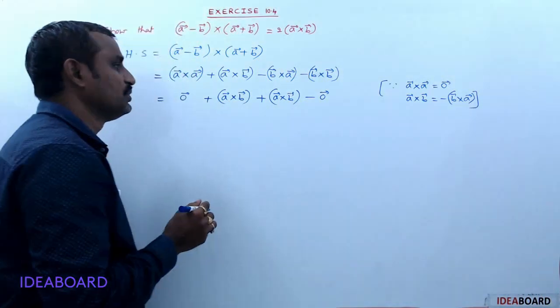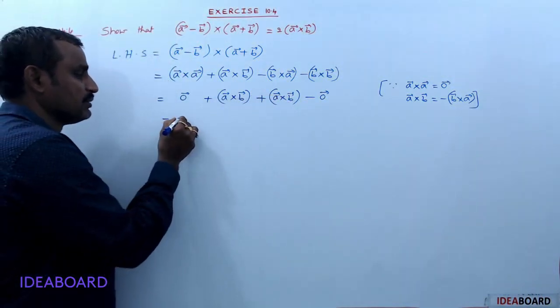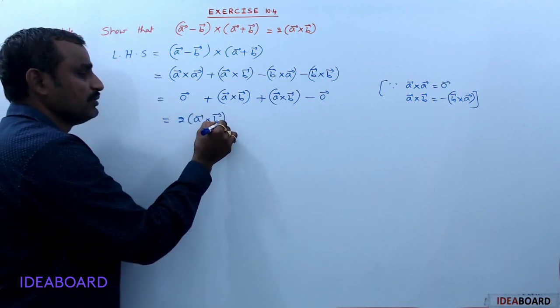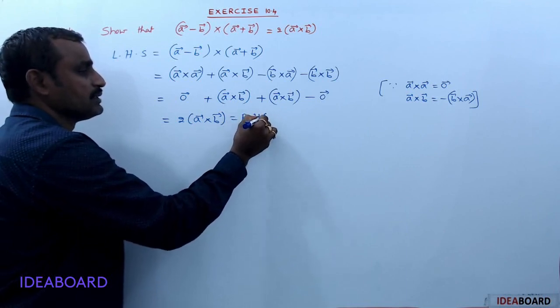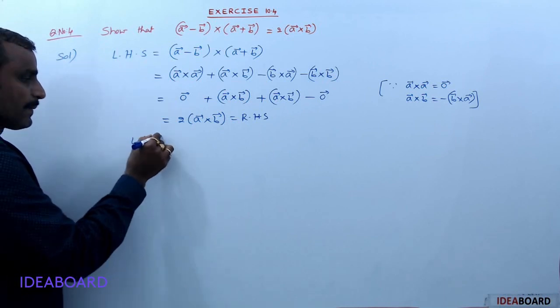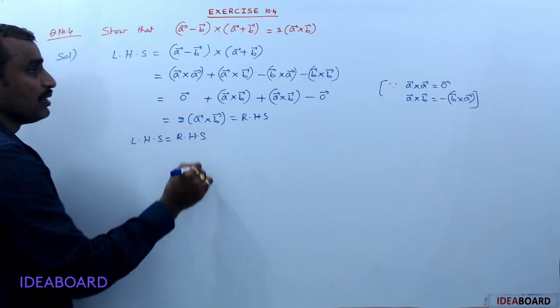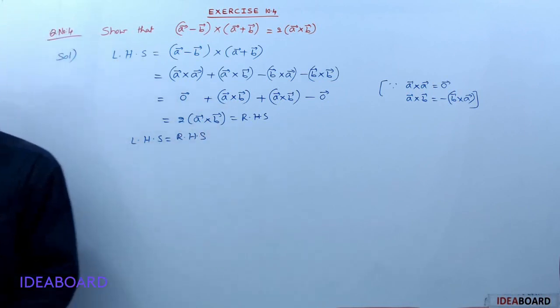So the value is a bar cross b bar plus a bar cross b bar, which is 2 times of a bar cross b bar. This is equal to the RHS. Therefore LHS is equal to RHS. Hence proved. No doubt, we'll discuss the next question.